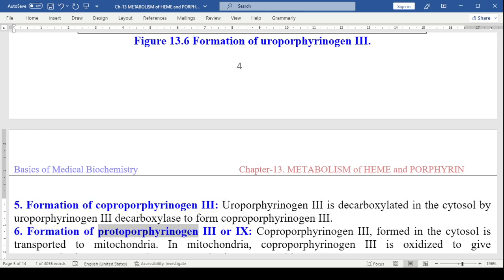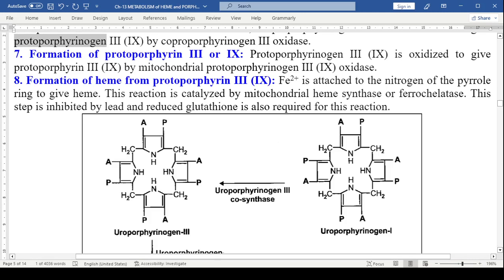6. Formation of protoporphyrinogen 3 or 9. Coproporphyrinogen 3, formed in the cytosol, is transported to mitochondria. In mitochondria, coproporphyrinogen 3 is oxidized to give protoporphyrinogen 3 or 9 by coproporphyrinogen 3 oxidase. 7. Formation of protoporphyrin 3 or 9. Protoporphyrinogen 3 or 9 is oxidized to give protoporphyrin 3 or 9 by mitochondrial protoporphyrinogen 3 or 9 oxidase.